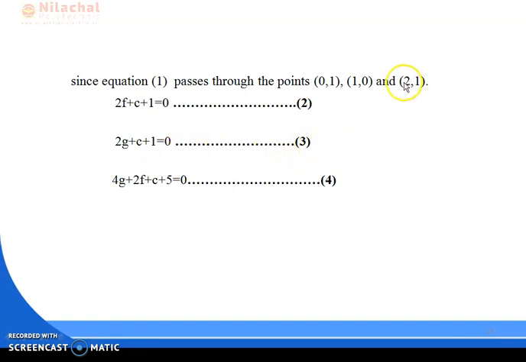Then the third point is (2, 1). That means instead of x we put down 2, instead of y we put down 1. In equation number 1, what do we get now? 4g plus 2f plus c plus 5 equals 0. Let this be equation number 4.